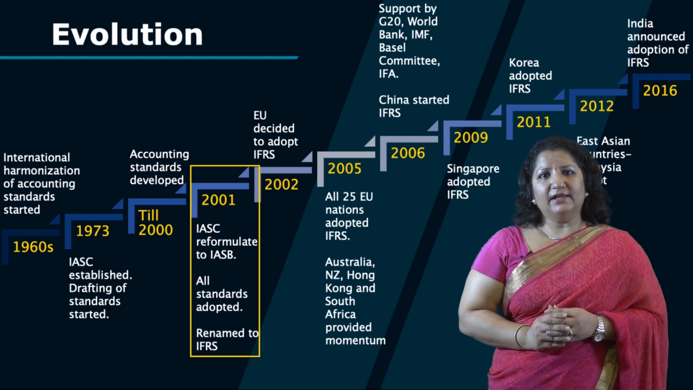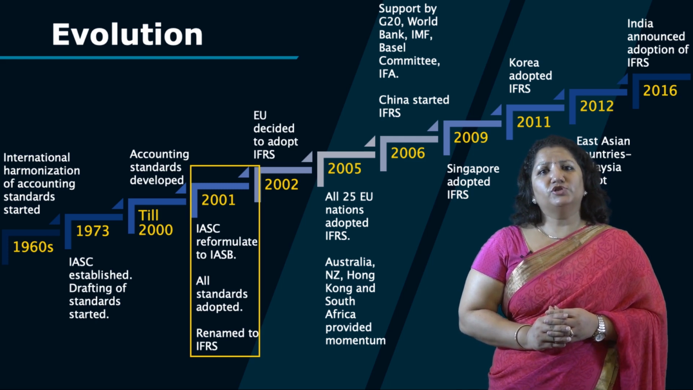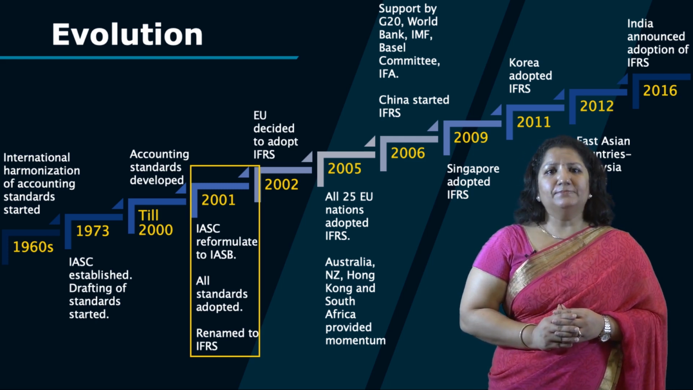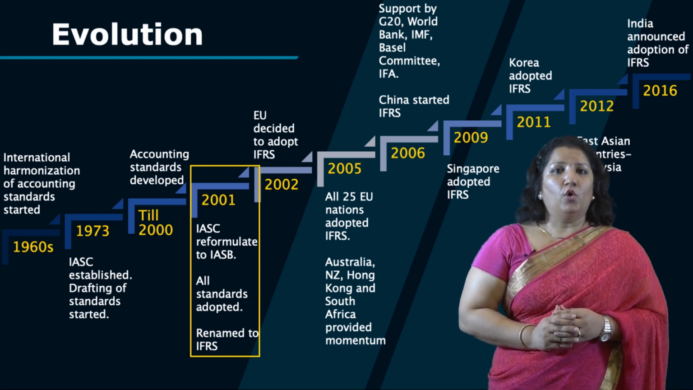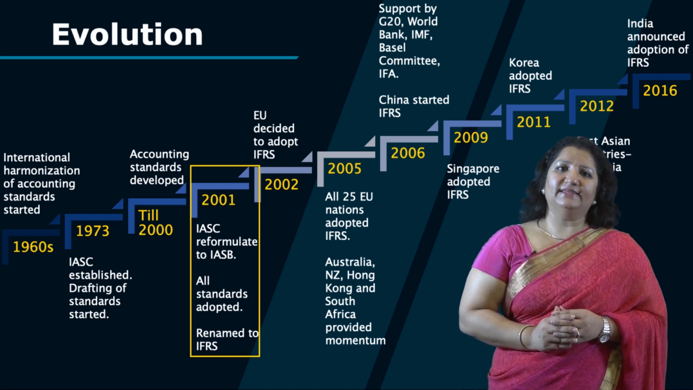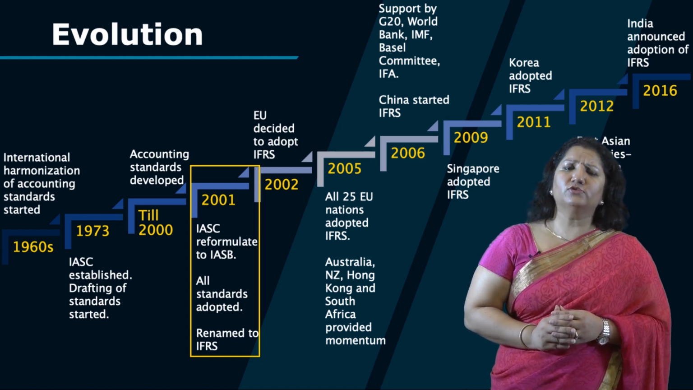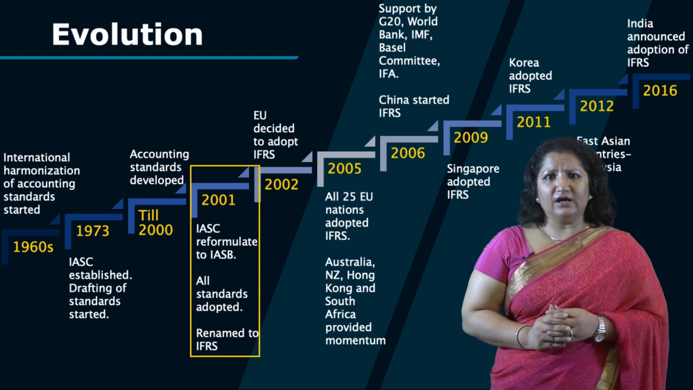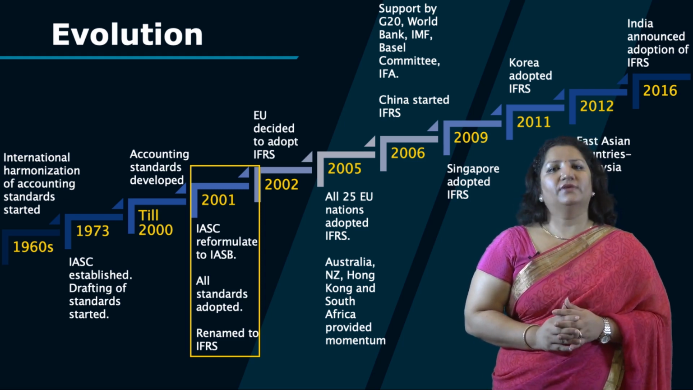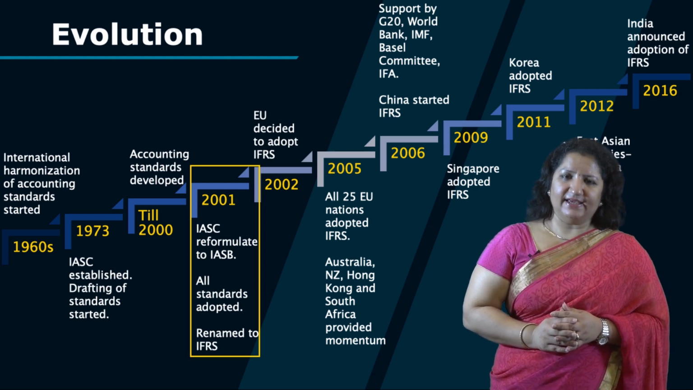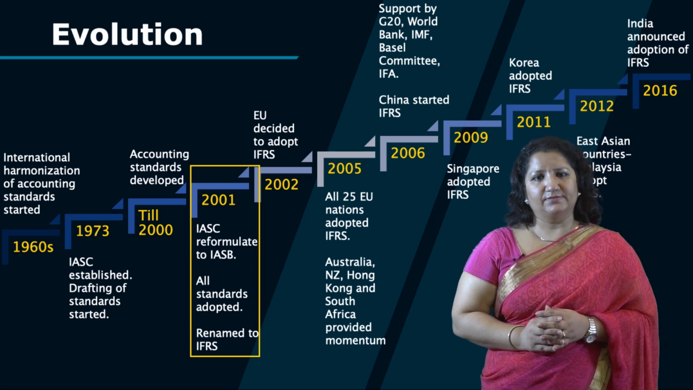It was a full-time London-based independent privately funded organization with the objective of formulation and implementation of international accounting standards. All 41 standards issued by the IASC were adopted. Not only adopted, they were also amended and updated according to industry and accounting needs. Hence, thereafter, they were renamed as IFRS, International Financial Reporting Standards.